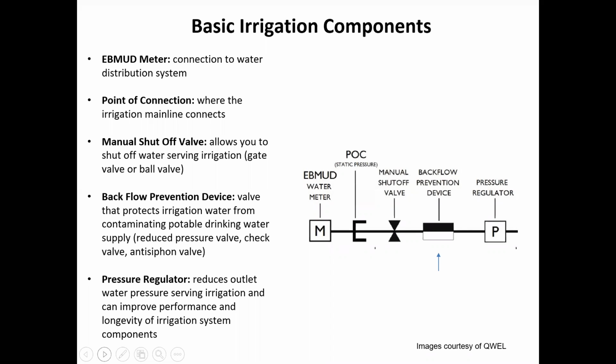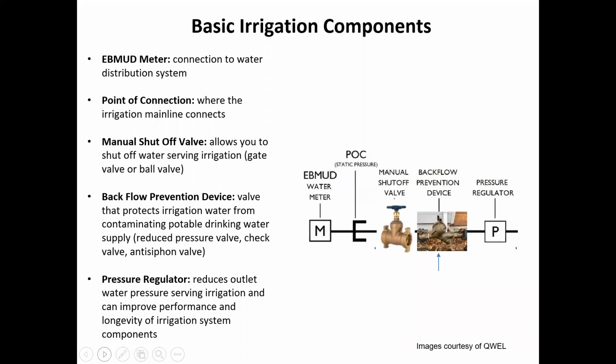The first component is the East Bay Mud meter. This is your connection to the water distribution system, which is then teed off by a point of connection. After this point of connection, there's going to be a manual shutoff valve. And this can either be in the form of a gate valve or a ball valve. And this allows you to shut off water serving the irrigation. This is typically located at the main hose bib line that connects to your house.